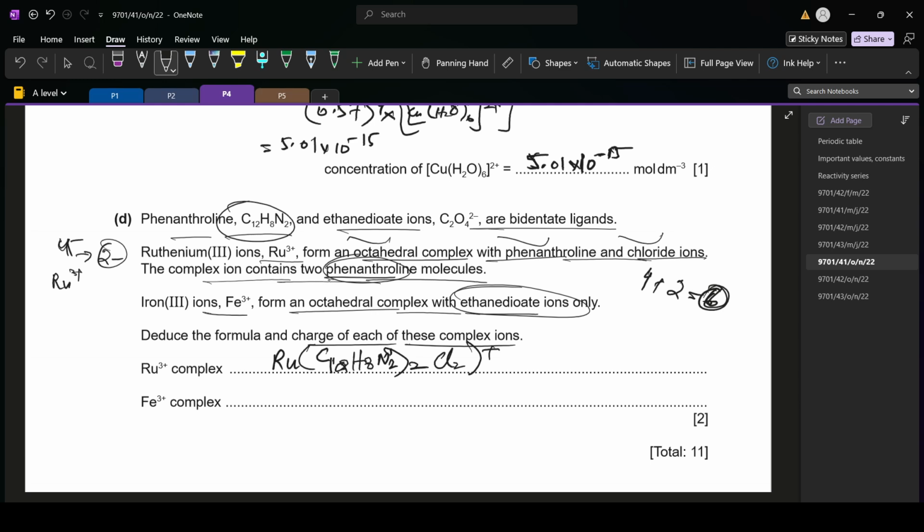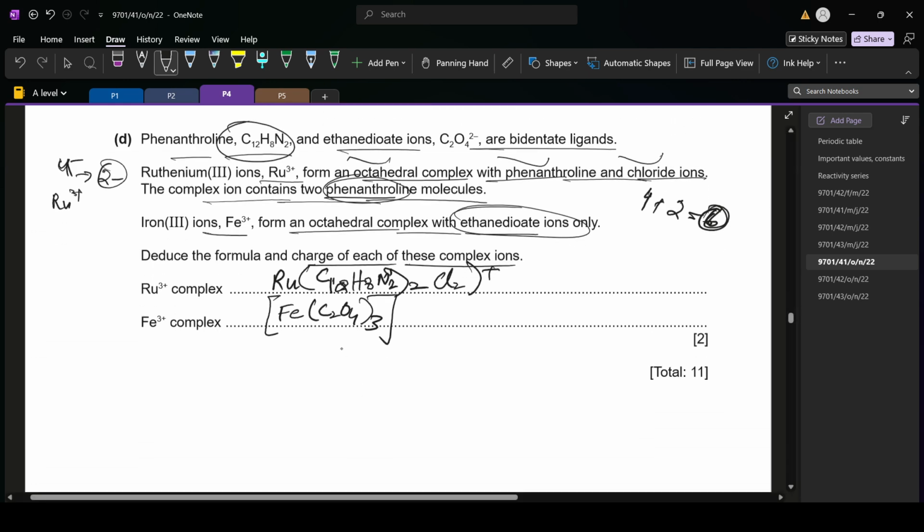Now for the complex iron 3, you have ethanedioate. It forms octahedral with ethanedioate ions only. So there will be three ethanedioate ions, C2O4 3, because this is a bidentate ligand, so three molecules will form octahedral geometry.